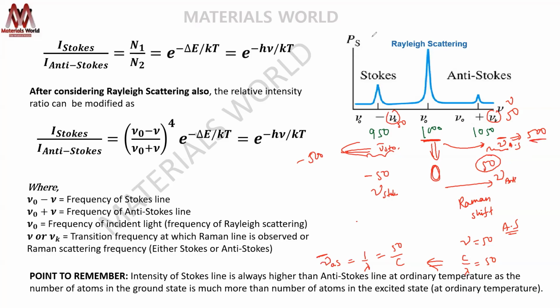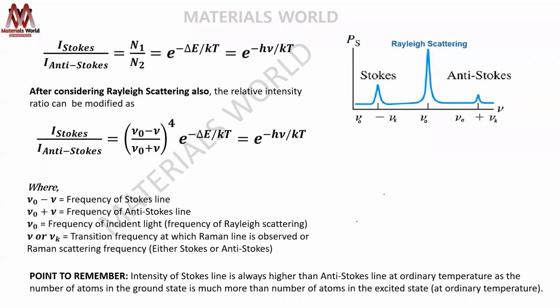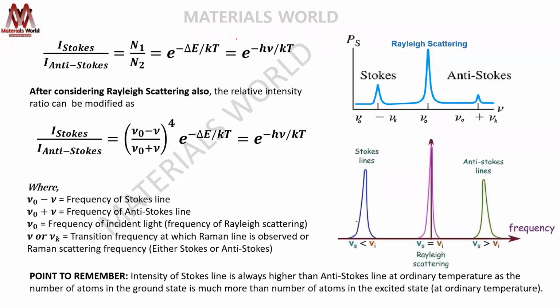I will show you the actual graph of how we observe it in Raman. So this is Rayleigh, where the incident frequency is exactly equal to the scattered frequency. This is the anti-Stokes line, which will be the scattered one. After scattering, what is the frequency of your photons? It will be higher than the incident, because the atoms are already in an excited state, so it will add. For the Stokes line, after scattering, the frequency of the photon will be lower than the incident, because some of the frequency or energy is absorbed.